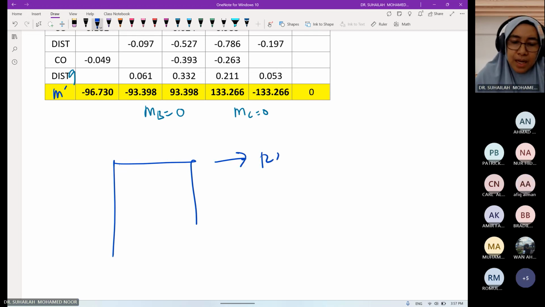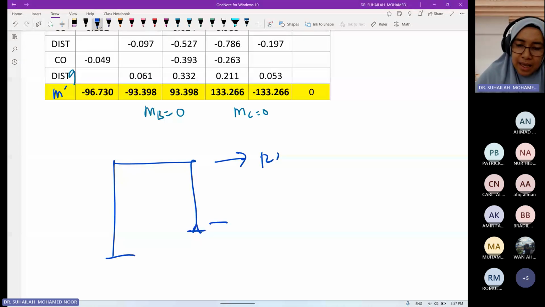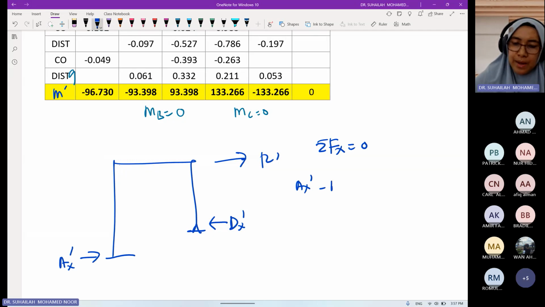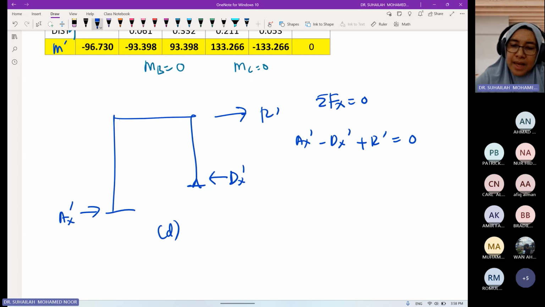R prime. So sini fix pin. Macam tadi juga kita ada AX DX. Sini AX DX. Like this only. So shear equation Fx 0. So we have AX prime minus DX prime plus R prime is equal to 0. We write this based on this diagram. This is diagram D. AX prime minus DX prime plus R prime.